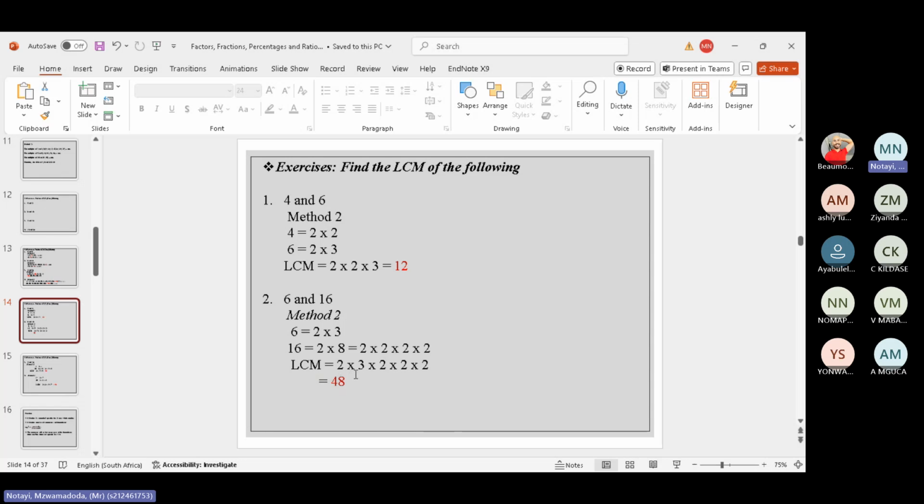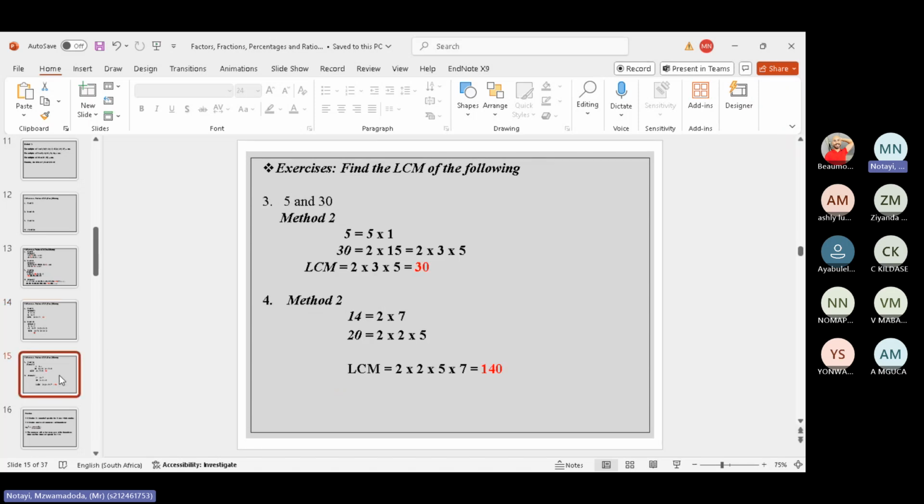And then we see that one of the 2's in the second number, that is 16, has already been written. So we will take only 3. So we have 2 times 2 times 2. So 2 times 3 times 2 times 2 times 2 to get 48, which is similar to what we got using the other method.